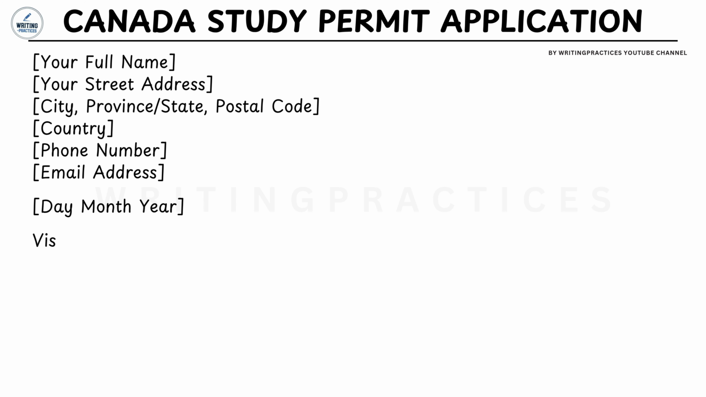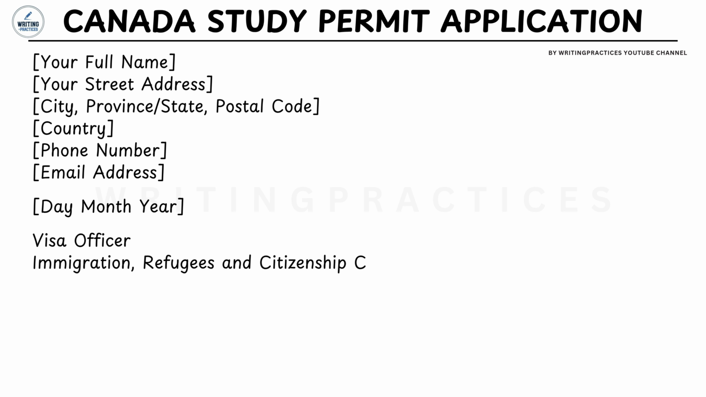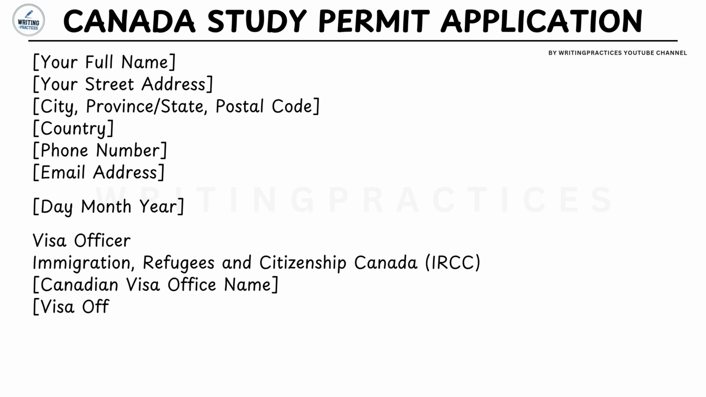Recipient details. Now write the visa office information. What to write here is the Immigration Authority and the Canadian Visa Office processing your application. For example, Visa Officer, Immigration, Refugees and Citizenship Canada, IRCC, Canadian Visa Office, Sydney, Australia. This ensures the letter is addressed correctly. If the complete address is unavailable, the Visa Office name is usually enough.